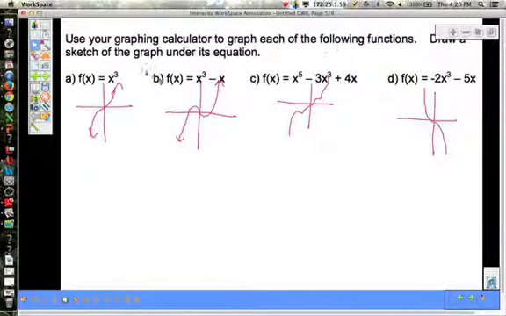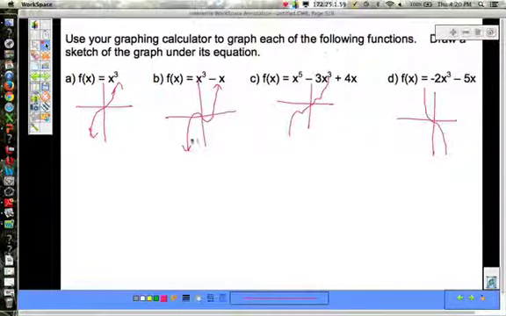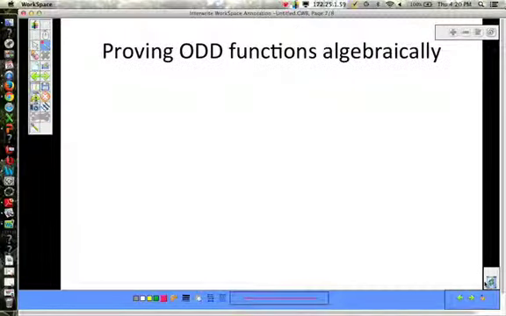Let's see if it works for this one here. Yep, we can rotate those 180, and it's the same. When you can rotate it 180, it's said to have symmetry about the origin. And these exponents here, you'll notice that they were all odd. So we can verify this one algebraically as well.